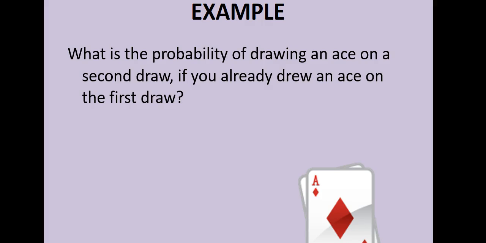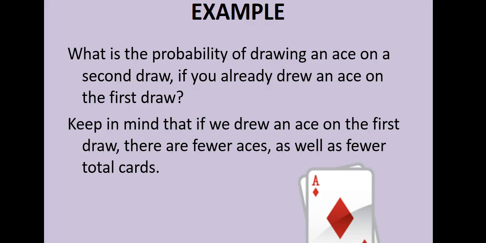Well, in other words, we are drawing an ace out of a deck of cards, and we want to now know what is the probability that we are now going to draw an ace on the second card as well. So we want to draw a pair of aces, in other words. Keep in mind, if we drew an ace on the first draw, now there are fewer aces in the deck. There were originally 4, now we're down to 3, as well as having fewer total cards. There were 52 originally, now we only have 51.